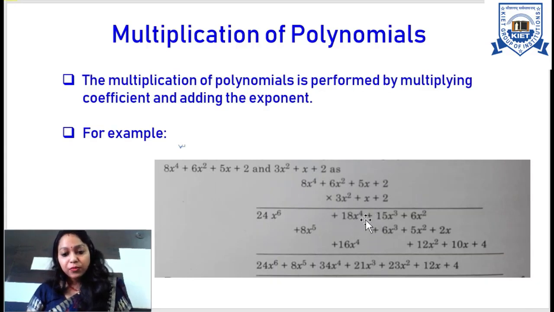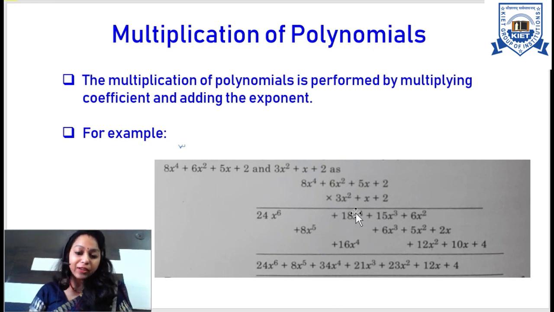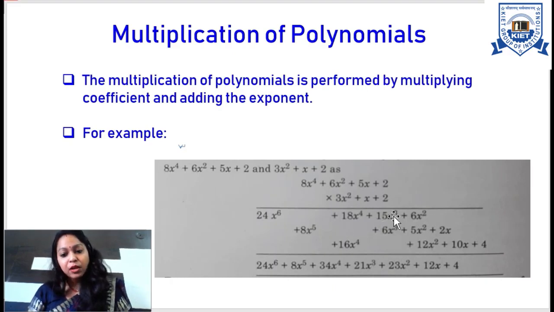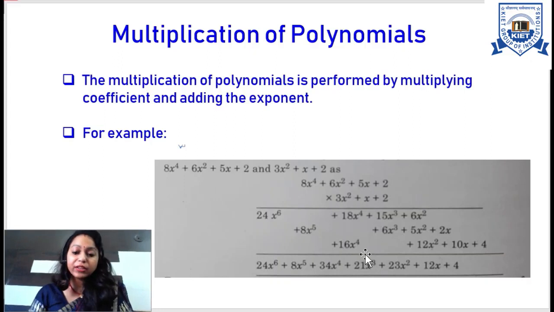18x power 4. We compare for x power 4. There is one more, that is 16x power 4. We will add the coefficients of both terms and put the result in the final resultant equation. Next is 15x cube. We will check for x cube. Here it is 6x cube. Then we will add the coefficient values, 15 plus 6, that is 21x cube, in the final resultant equation. Like this we will perform the addition in the resultant equation if and only if the exponent values of those terms are the same.